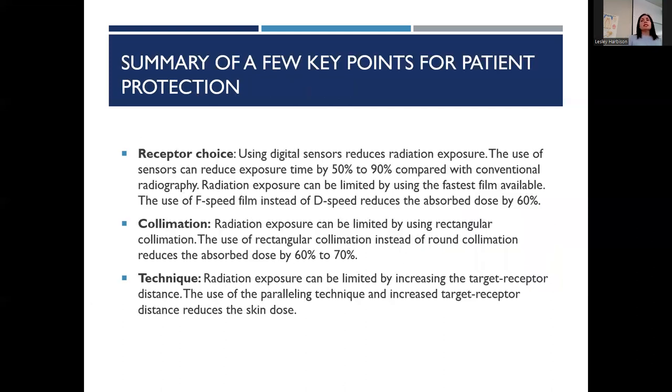So these are just summarizing receptor choice and collimator technique. It's just a repeat from earlier, so you can just read through that. I'm going to close this down because we only have a few more minutes, and I want to show you guys, I'm going to stop share, and then I'll pull up the guidelines from the Moodle page.